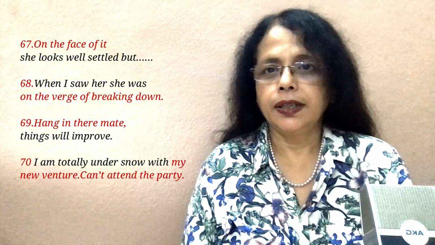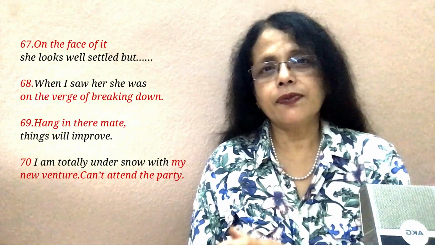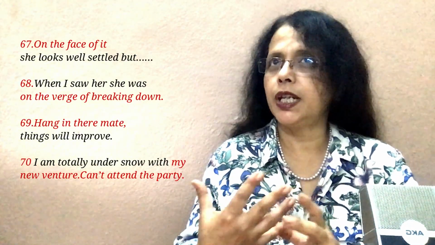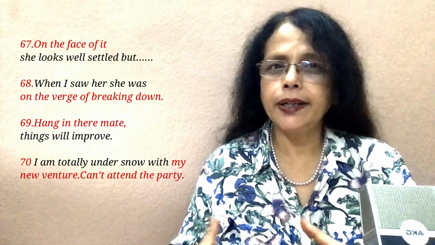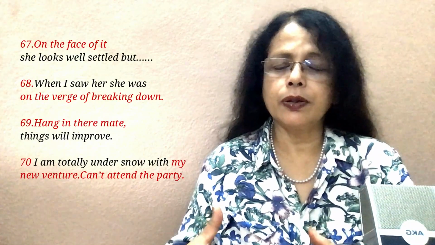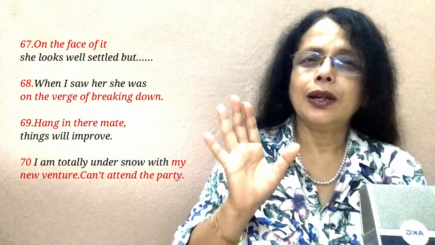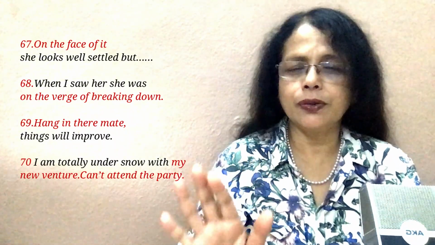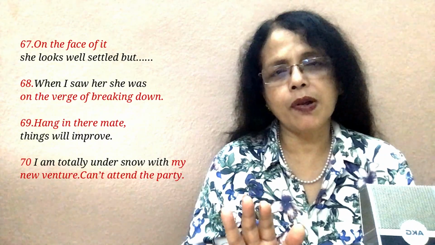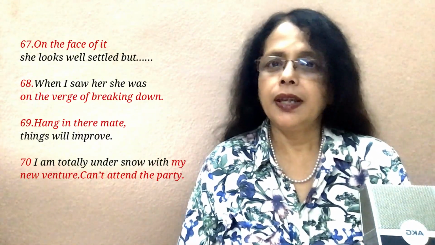Next one. "Hang in there, mate. Things will improve." This phrase, hang in there, can be used in a situation where you find that a person is facing lots of difficulties. He's coming across many problems, and then you tell him, okay, don't worry, hang in there. Things will settle down, things will be all right. You're consoling. So in that situation, you can say, hang in there.